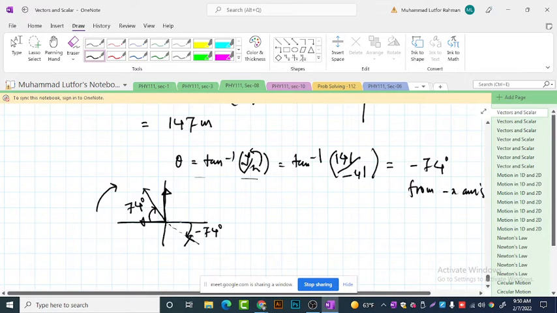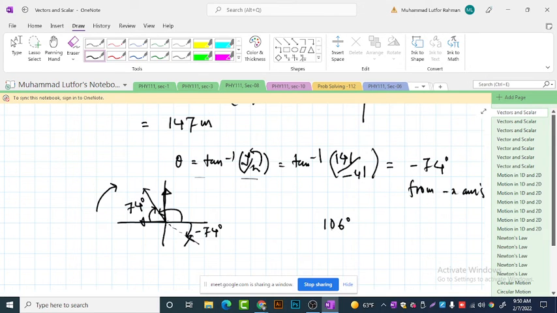or you can write, which is the general convention, which we count as the angle from the positive x-axis counterclockwise. Then I should write it would be 106 degrees. That would be the precise angle over here.